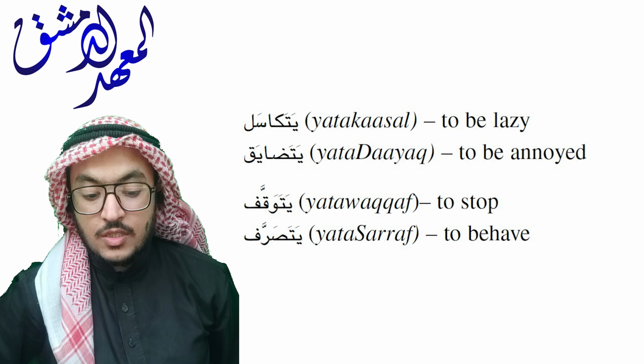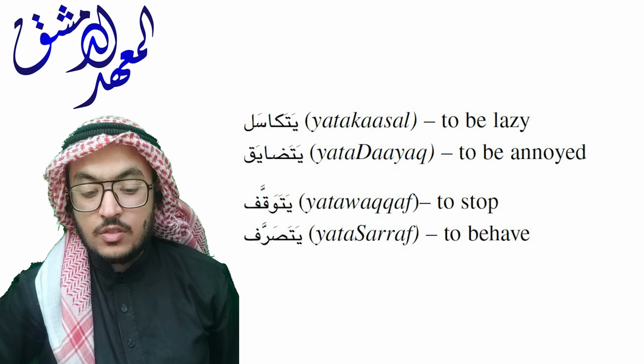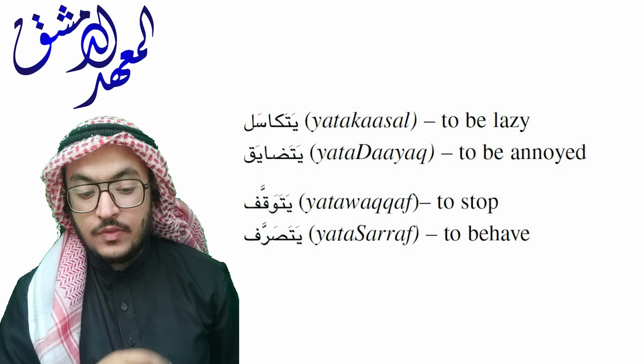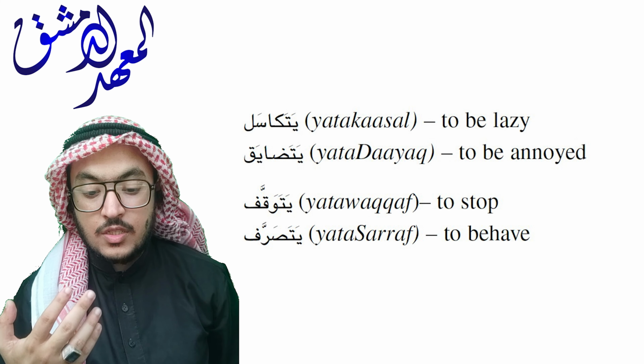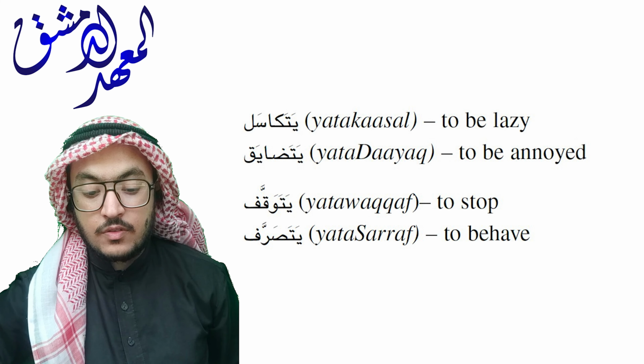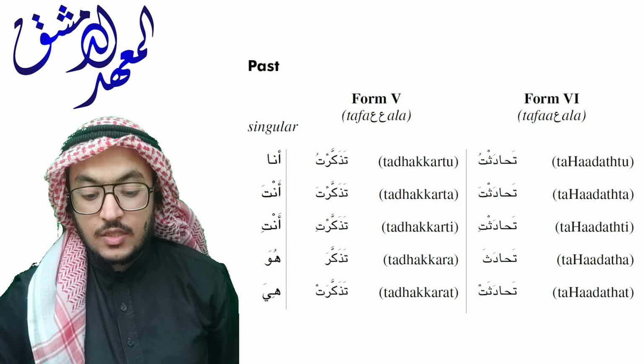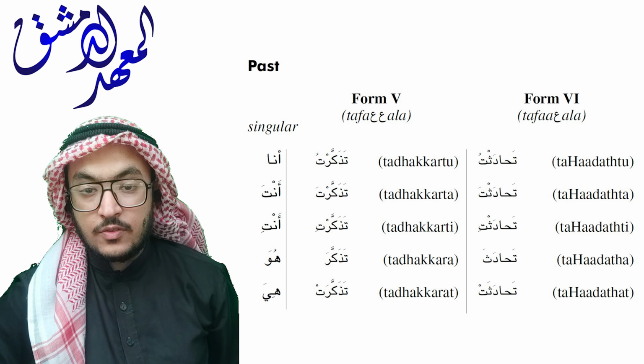Yatakasal means to be lazy. Yatadayak means to be annoyed. Yatawaqqaf means to stop. Yatasarraf means to behave. Now here is a table showing the past and the present tenses of form 5 and 6. For example, we have form 5 and 6 of tazakkara, yatazakkaru, and tahadasa, yatahadasu.